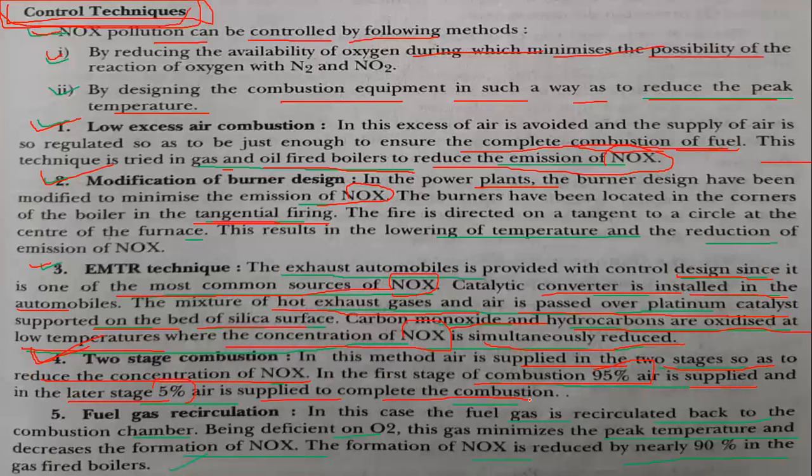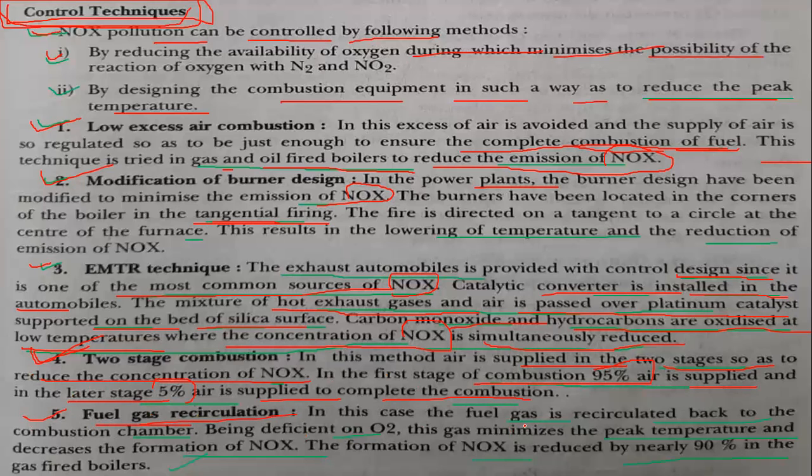We are doing only 95% of combustion. Okay, and again we are going for the next stage in which we are going to carry out the 5% of combustion. So what will happen? Whatever excess air we are going to provide over there, that can be minimized. Only the required amount of air we are supplying here in two steps. Okay, now next, flue gas recirculation.